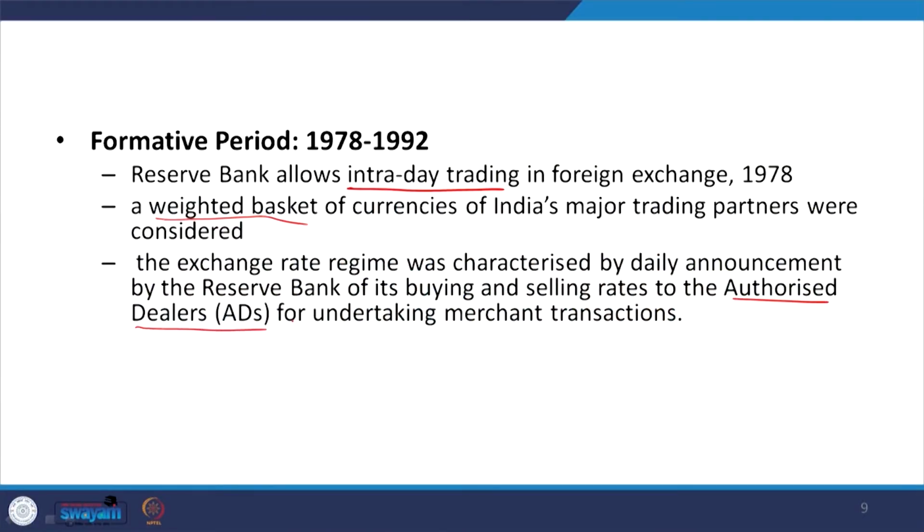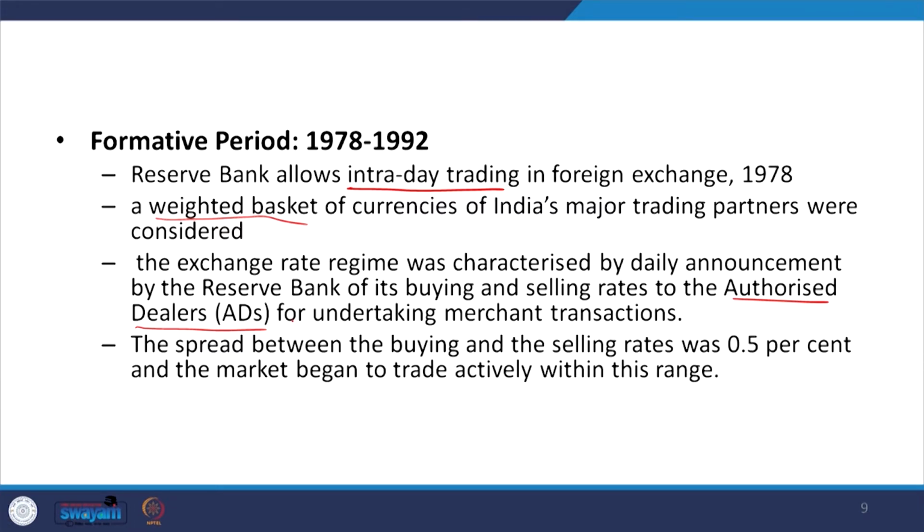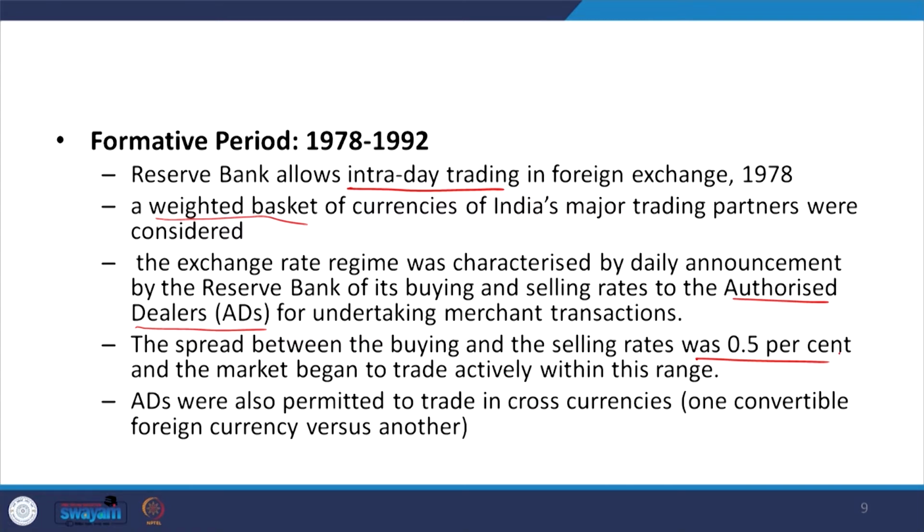The exchange rate regime was characterized by a daily announcement by the Reserve Bank of its buying and selling rates to authorized dealers. That is another important aspect, especially to authorized dealers, not just to the common public, for undertaking merchant transactions. The spread between the buying and selling rates was 0.5%, and the market began to trade actively within this range.